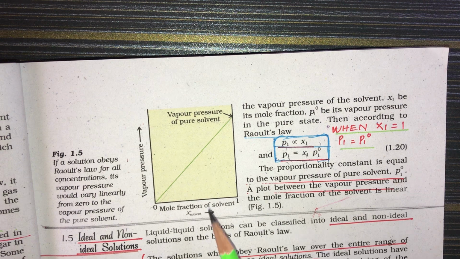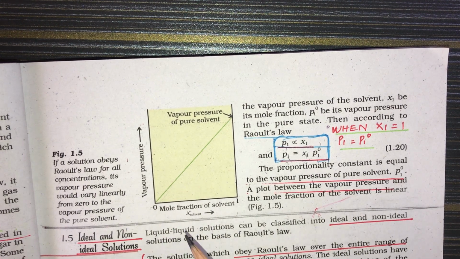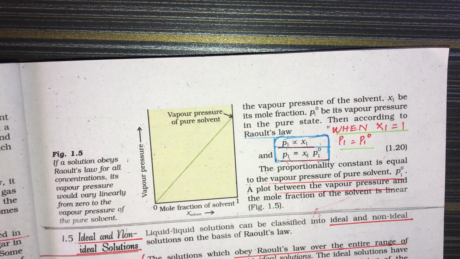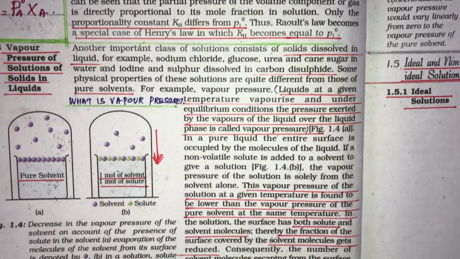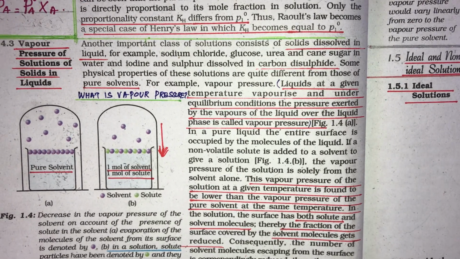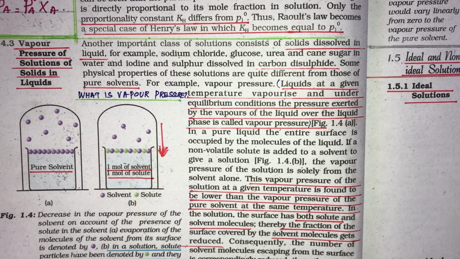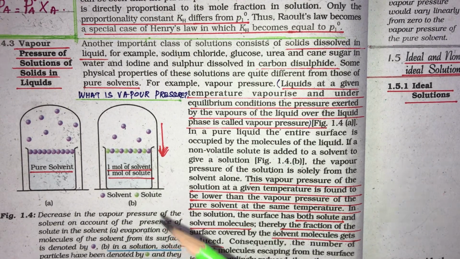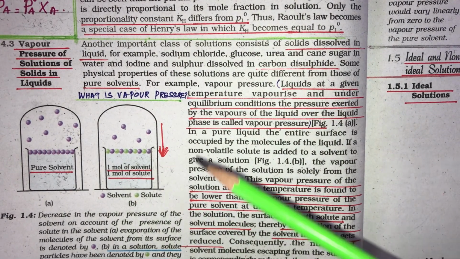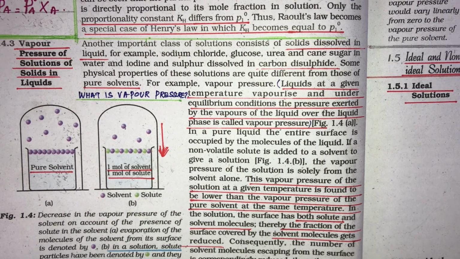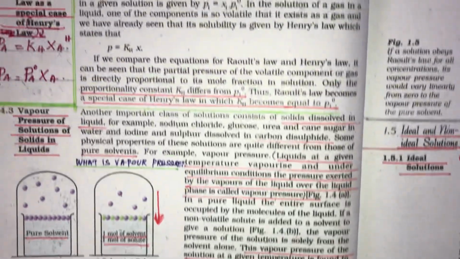Now if we plot the mole fraction of the solvent against vapor pressure, it varies linearly. This shows how the vapor pressure is related to the mole fraction. The decrease in the vapor pressure of the solution is due to the added concentration of the solute. Because of the interaction between the solute and the solvent, the vapor molecules coming out of the surface are prevented, thereby decreasing the vapor pressure. So the decrease in the vapor pressure is a colligative property. It depends upon the number of particles, not on the nature of the particles.